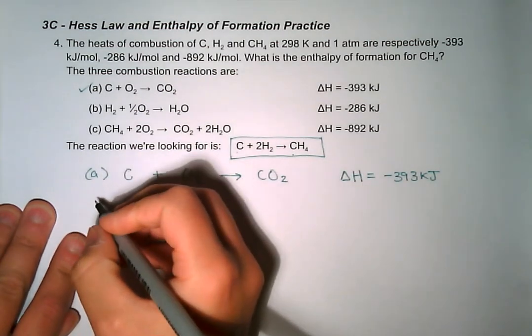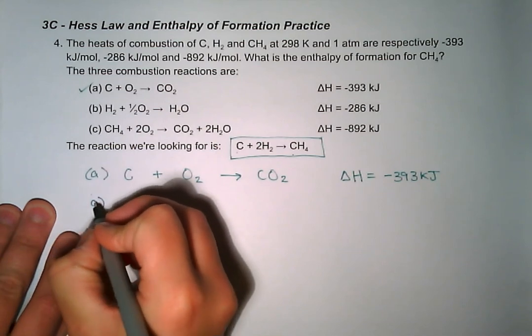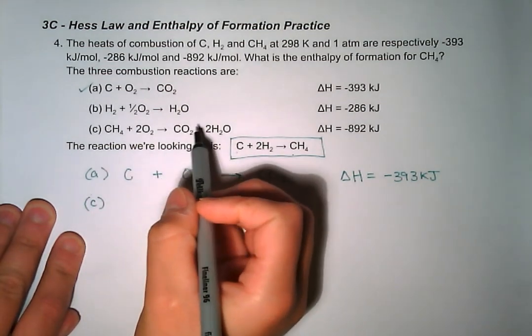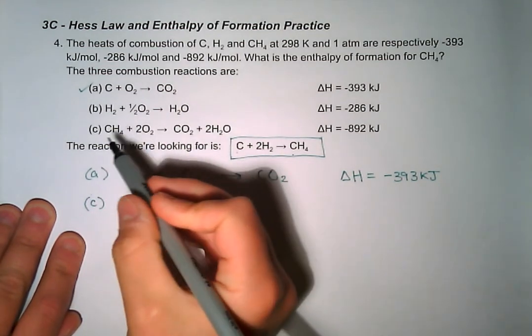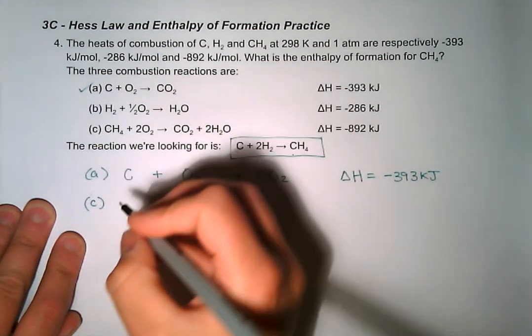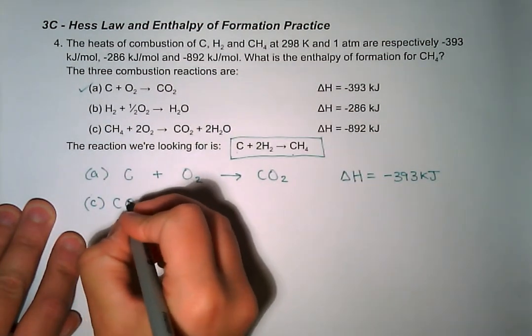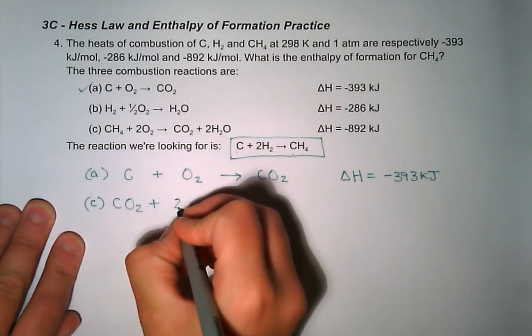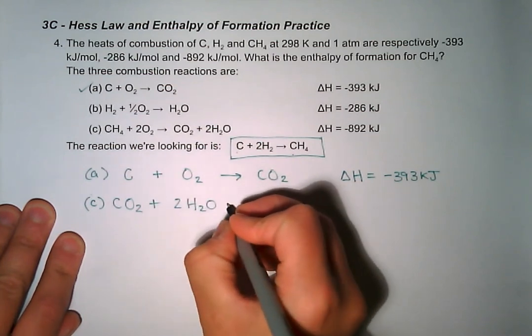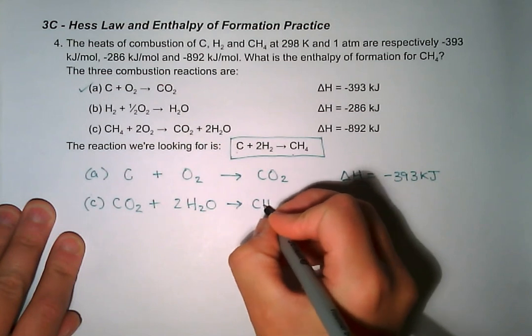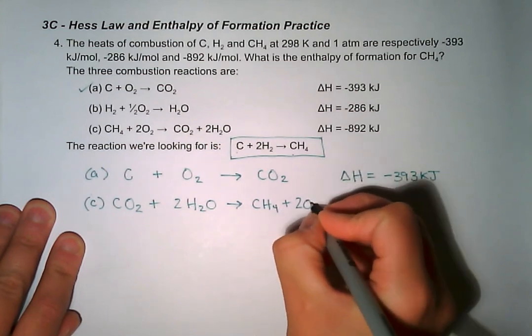And then I'll have one CH4 molecule on my product side. So I'm going to write reaction C next, and I'm going to make the products the reactants, and I'm going to make the reactants the products. So I'm just going to flip this around. So I'm going to put CO2 plus 2H2O yields CH4 plus 2O2.